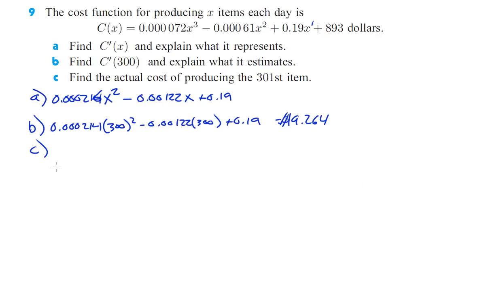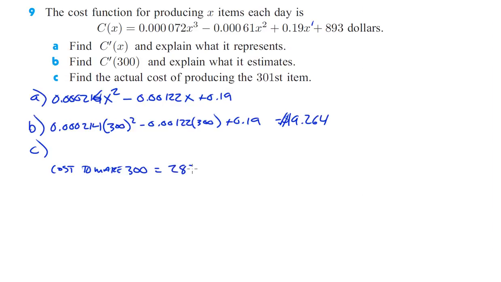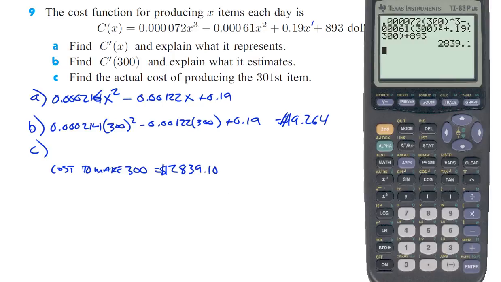2839.1. So the cost to make 300 is 2839.1. So it costs $2,839.10 to make 300. Now what we want to do is figure out how much it costs to make 301. So again, I'm just going to do second entry, and I'm going to change all my 300s to 301s.